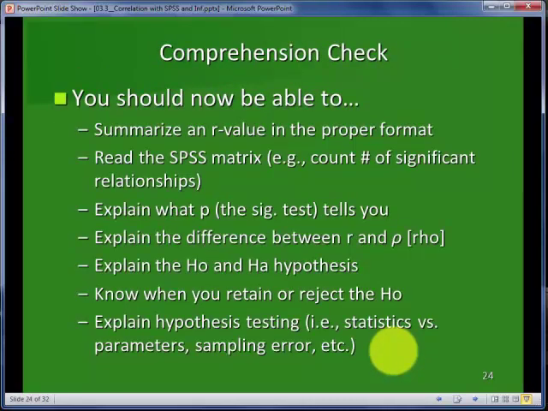Okay, so comprehension check. What you should know about correlation by this point. You should be able to summarize an r value in the proper format, read the SPSS matrix, etc., and I'll let you just read through the rest of those. But these are things that you definitely should be able to know how to do at this point. If you don't, you need to go back and watch the video some more, or write down what your specific question is and make sure you ask me.